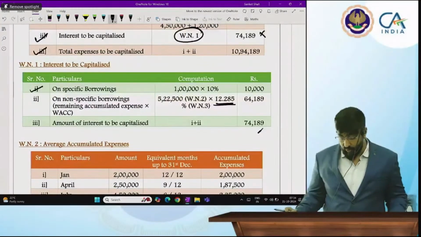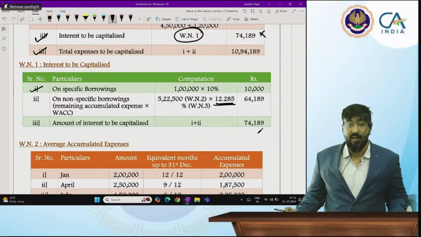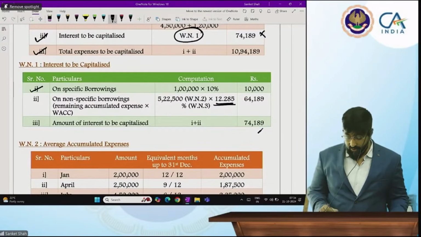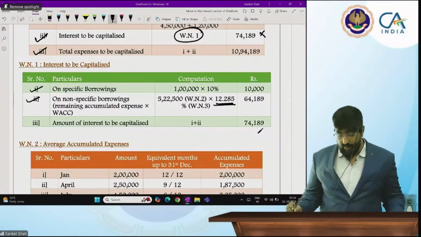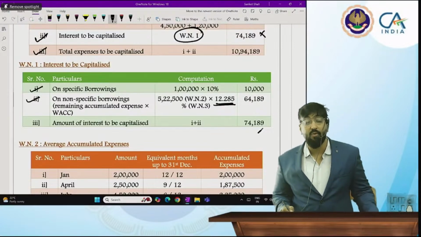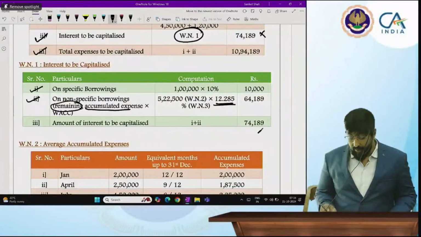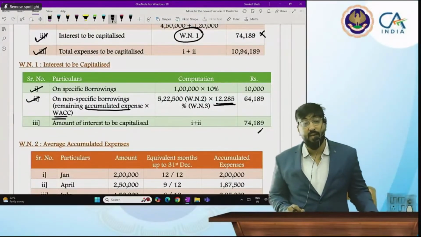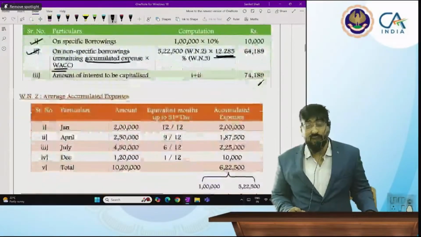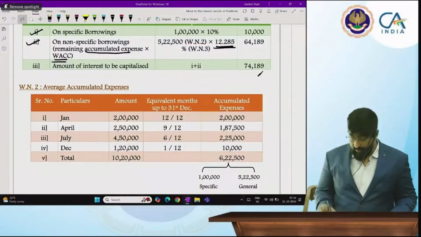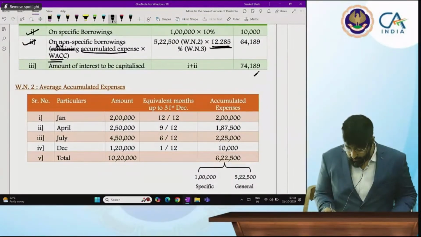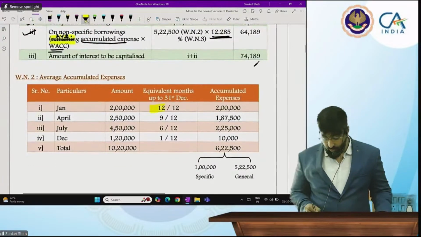Now, interest to be capitalized. On specific borrowing, full 1 lakh into 10%. And on general borrowings, non-specific borrowing मतलब general borrowing, how we are going to calculate? Average accumulated expenses multiplied by weighted average capitalization rate, cost of capital. What the concept? Yes. Now working note 2 is accumulated expenses. Remaining नहीं, average लिखना है यहाँ पे, average. Average accumulated expenses. So you will multiply by this.